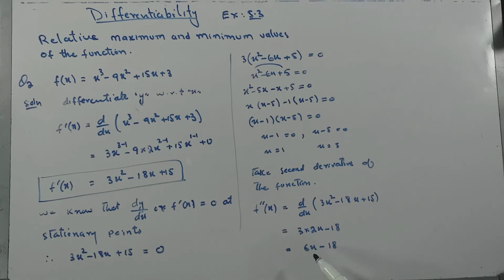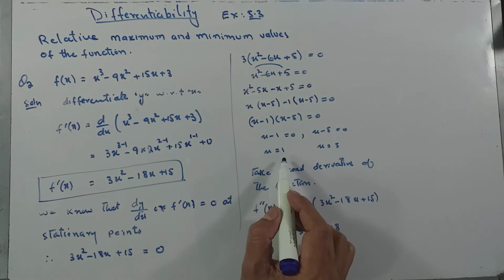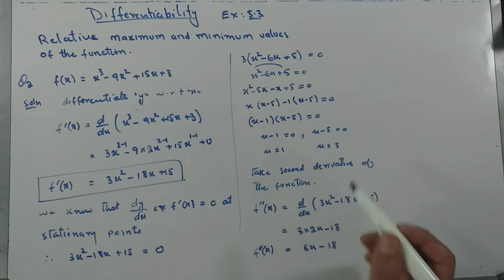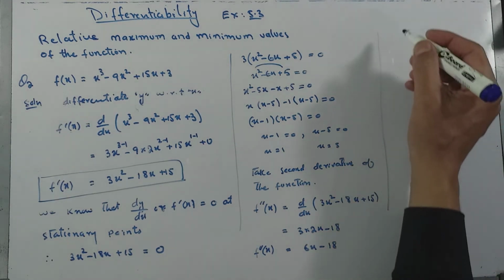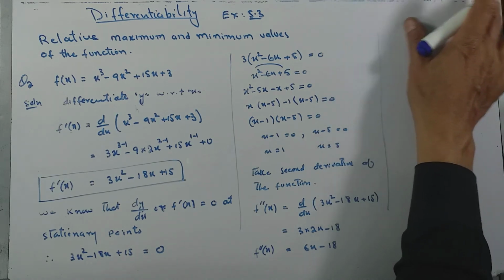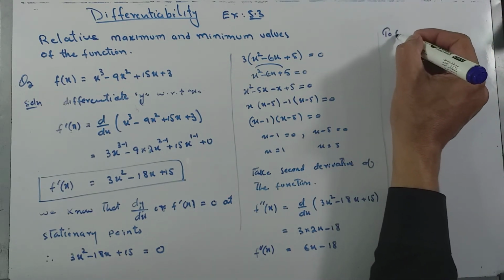Why do we find the second derivative of the function? This is for the test to find whether a point is maximum or minimum at x is equal to 1, and maximum or minimum at x is equal to 5. How can we do that? By putting the value of x in the f double derivative, to find the maximum or minimum value of the function.